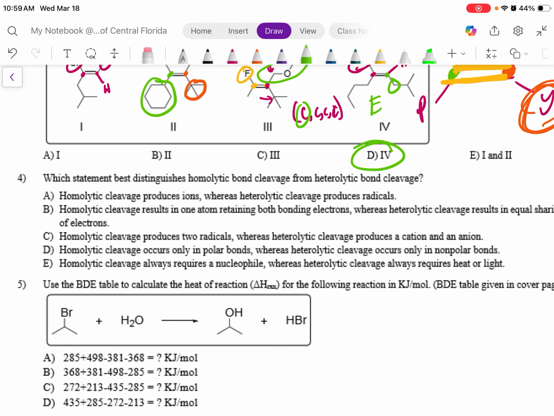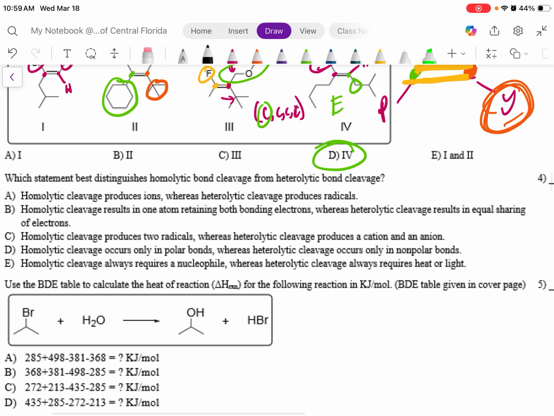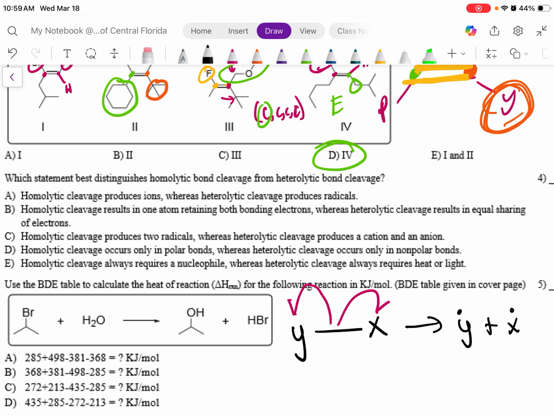Question 4. Which statement best distinguishes homolytic cleavage from heterolytic cleavage? If we look at a hypothetical X bond Y bond, a homolytic cleavage is 1 electron goes to X, 1 electron goes to Y. So now we are going to generate 2 radicals.